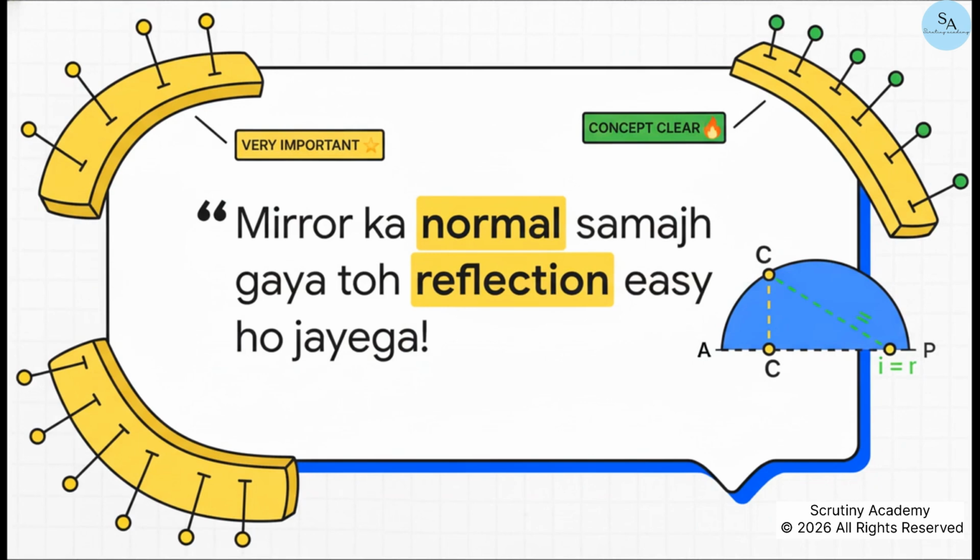And you know what? This is 100% true. If you can really truly get what the normal on a curved mirror is, and more importantly, how to draw it, the entire topic of reflection just clicks. It becomes so much easier. So let's crack this code together, shall we?